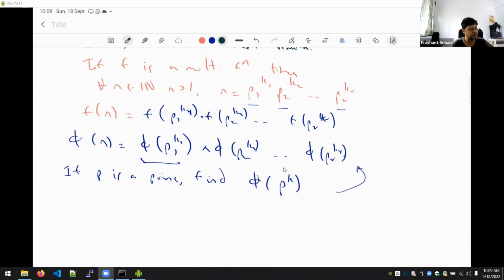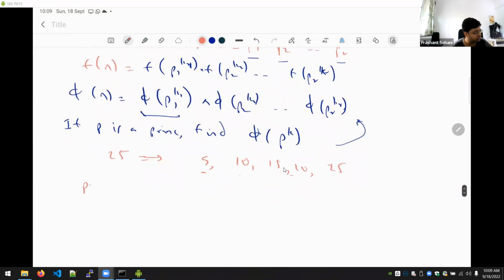Okay. I think our previous example was deceptive when we took 25, right? For 25, the numbers which were not co-prime to 25 are 5, 10, 15, 20, 25. So you see, it was not only 5 that we had to eliminate, it was all multiples of 5. So in general, for p raised to k, the numbers which will be not co-prime to p raised to k are all the multiples of p, so p, 2p, 3p, etc.